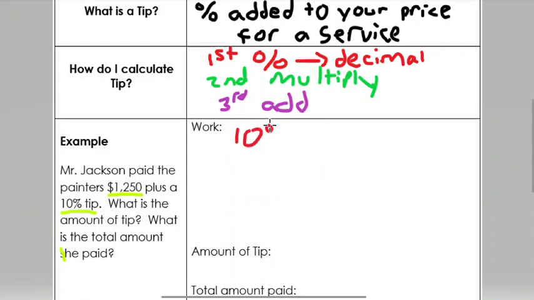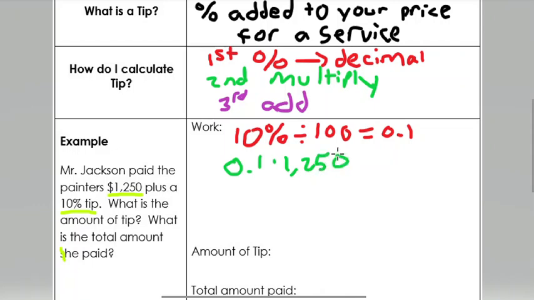So think back, how do I change a percent to a decimal? Well, I know all percents are out of 100, so I can divide by 100. And when I divide 10% by 100, I get 0.1. All right? And my next step is I take that decimal of 0.1 and I'm going to multiply it towards my price, 1,250. Okay? And when I do that, I get 125. And that is my amount of tip. That's how much tip he's going to leave these painters, $125. Pretty good tip, I think.